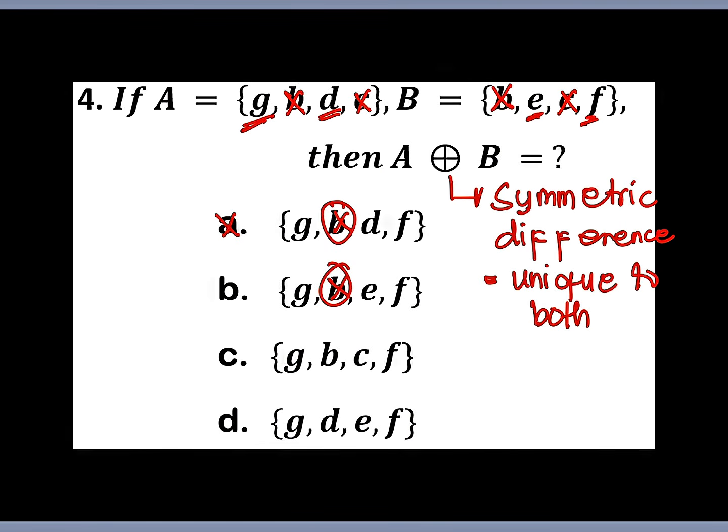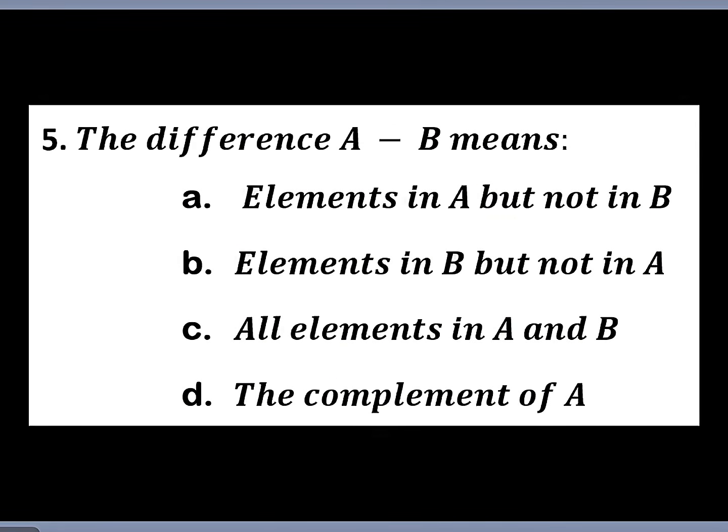For letter C, we have G, B, C, F. Again, there is a B and C that is common to both. So let's move on to letter D, which is G, D, E, F. So we're looking for this answer. So the answer is letter D.